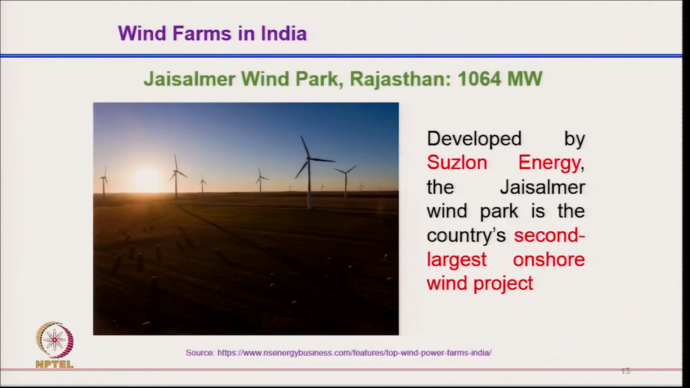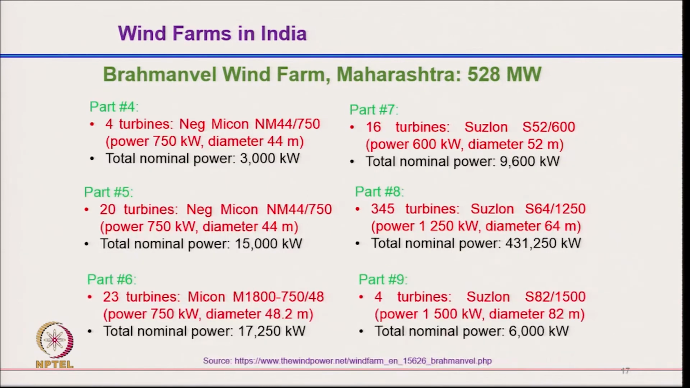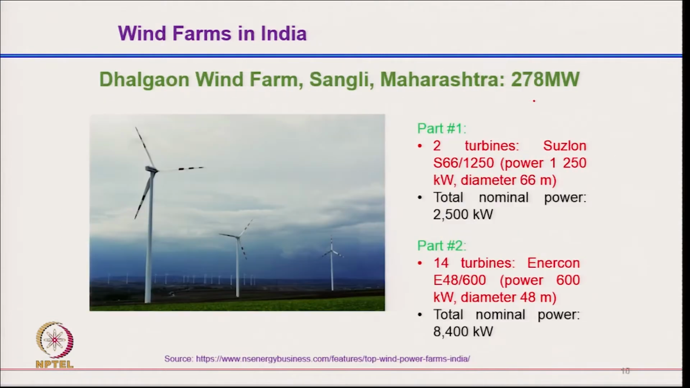Suzlon Energy developed the Jaisalmer wind park, the second largest onshore wind project, of 1064 megawatt. Then we have Banawali in Maharashtra, 528 megawatt, installed in 2 stages by Vestas turbines of 1650 kilowatt, then Suzlon models of 1250 kilowatt, and Micon put another 5 turbines of 3 megawatt. These are the different parts, or stages, of this 528 megawatt plant.